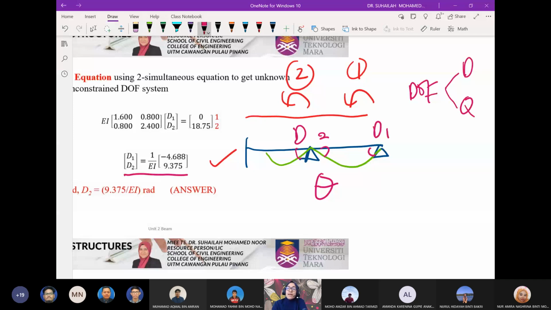Iaitu displacement and forces. Kenapa nak tengok forces juga? Sebab without forces, no displacement. Yang boleh ada displacement tu sebab ada forces. Okay, so kita tengok in terms of Q, in terms of D. That's why dalam equation kita tu ada D dengan Q disambungkan dengan K as coefficient. That's why kita dapat Q is equal to KD.